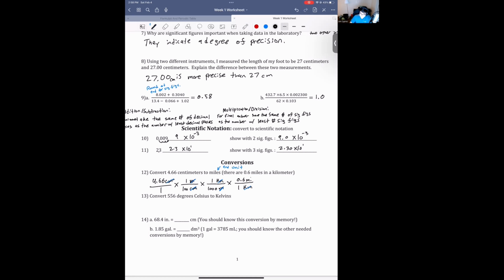All right. So now you just go ahead and multiply this all on your calculator. 4.66 times 0.6 divided by 100 times 1,000. And I end up getting 2.7, or let's do 80 miles. And that is your answer.